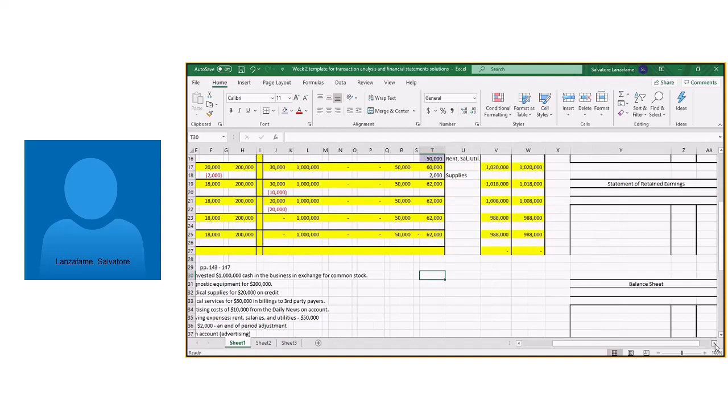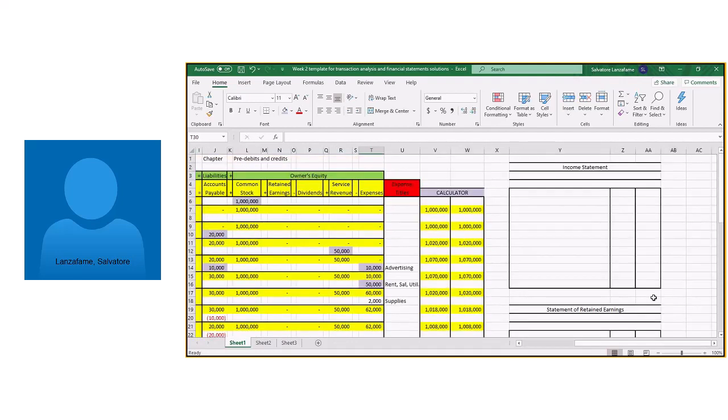So I'm going to slide over here and do the income statement. I don't know what the company name is for this business, so I will just call it company name. And then let's pretend it was for the month ended September 30th, 2020.